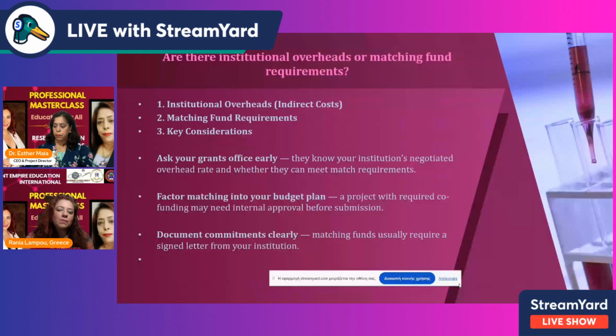And document commitments clearly. Matching funds usually require a signed letter from your institutions. If you are applying for a grant with matching requirements, then you need to involve your research office as soon as possible because they need time to secure internal approvals and budget commitments.